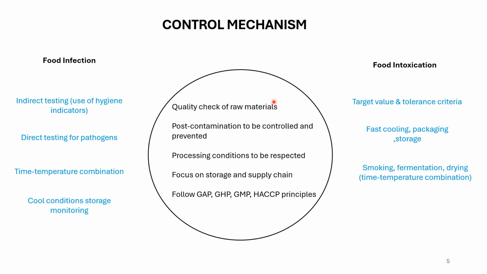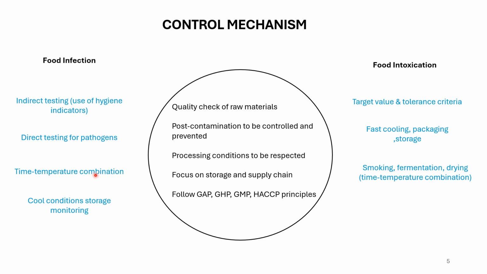Secondly, post-contamination is to be prevented, and in case it occurs, there should be measures to control it. Thirdly, processing conditions need to be respected. So when we are preparing food, convenience food, we are going to subject it to heat treatment, cooling, and then probably modification of several other intrinsic and extrinsic factors, so that we get a product with extended shelf life. So whatever is the step that we are taking, we need to respect it. We should follow the time-temperature combination.